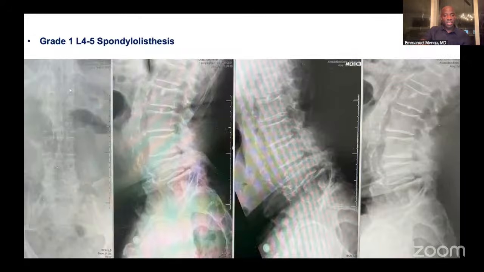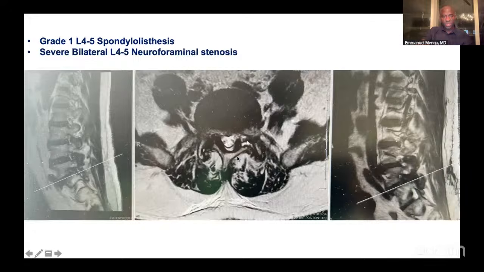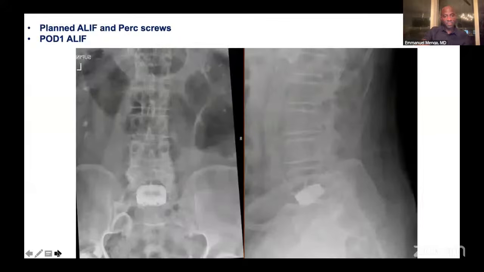And here is the X-ray. He has a grade 1 spondylolisthesis at the L4-5 level. Here is the MRI showing mostly severe foraminal stenosis bilaterally at the L4-5 level, and symptoms consistent with L4 radiculopathy.